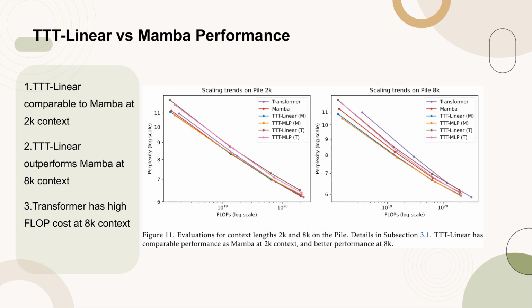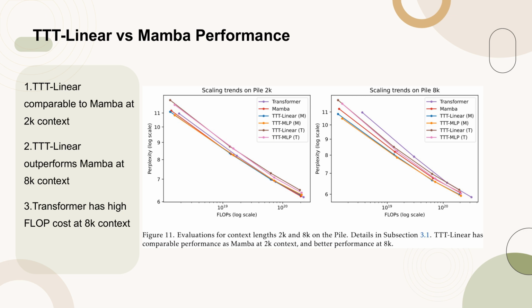Figure 11 presents evaluations for context lengths of 2K and 8K on the PILE dataset. At 2K context, TTT linear demonstrates comparable performance to Mamba, with their lines mostly overlapping. TTT MLP, M, shows slightly worse performance under large FLOP budgets.